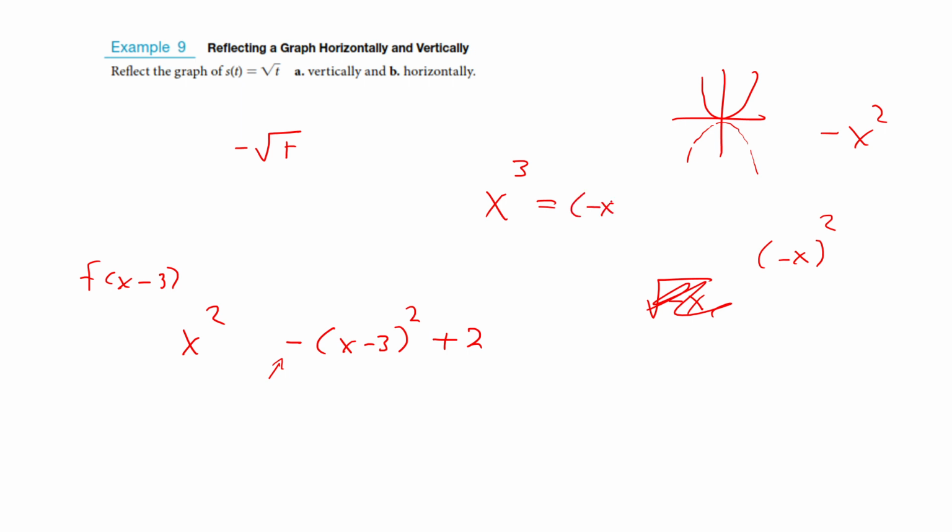So I'm going to make it negative x. Now, because the negative is on the inside, it's going to flip it over the y-axis. So this is a cube function. If I put a negative on the inside like that, it flips it over the y, like this. Okay?